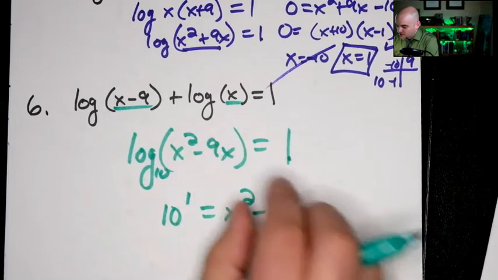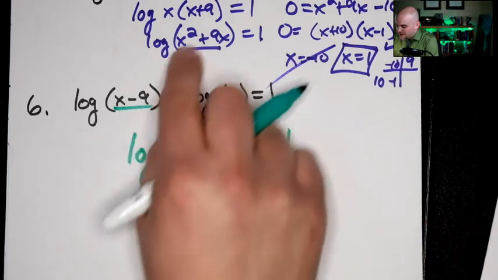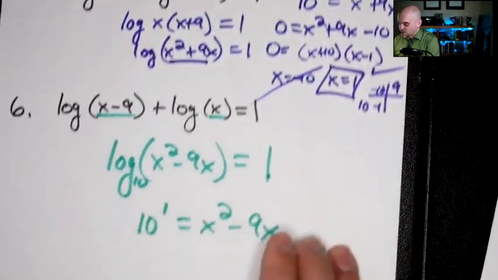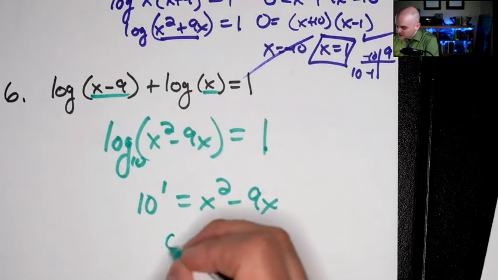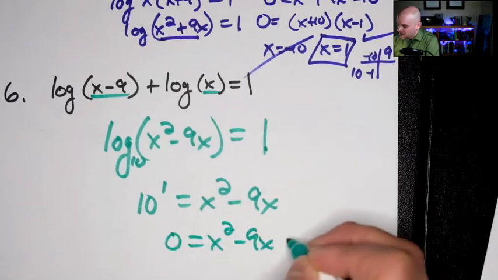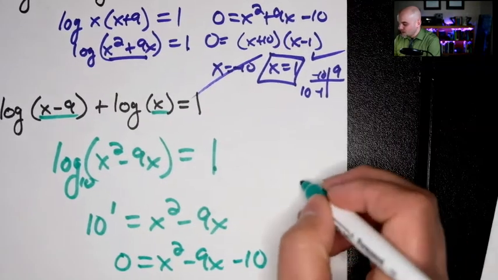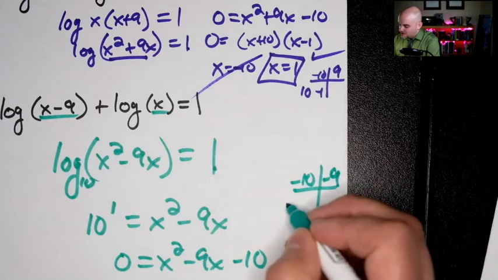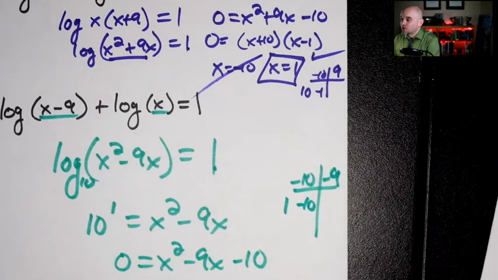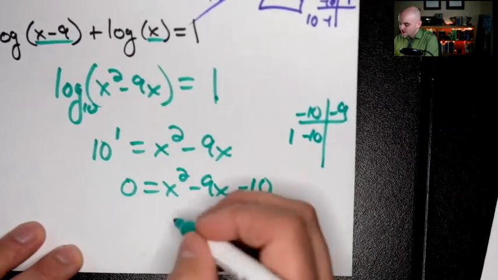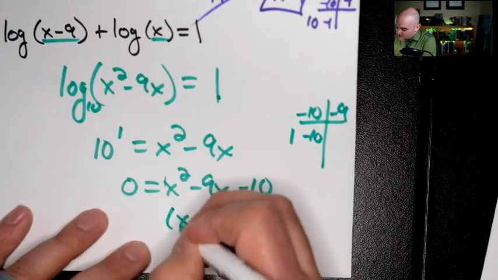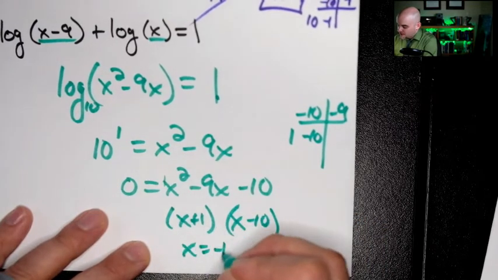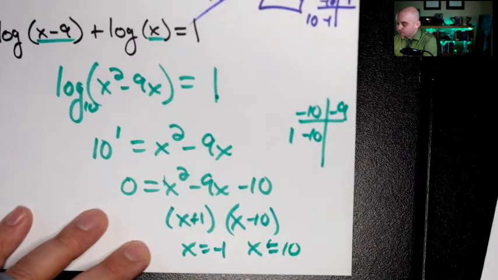Wait a minute, is this the same problem? No, there's a minus there, there's a plus sign there. So we get minus 9x, the last one we had plus 9x, right? Let's see how that changes things. If I subtract 10 from both sides, I get 0 equals x squared minus 9x minus 10. And I want factors of negative 10 that add up to negative 9. In this case, it's going to be positive 1 and negative 10. They multiply to give me negative 10 and add to give me negative 9. And because the leading coefficient is 1, I'm going to say this is x plus 1 times x minus 10. And so x equals negative 1 and x equals positive 10.